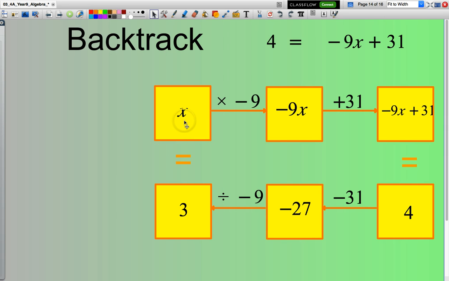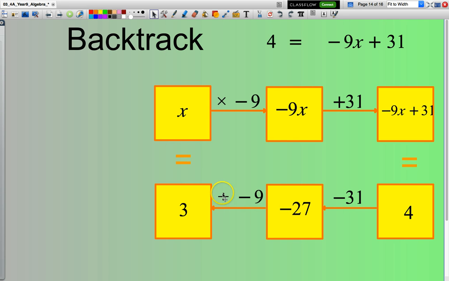So quickly, I start with my x, I multiply that by negative 9, which gives me negative 9x. That's that bit there. I add 31, and that will give me negative 9x plus 31. And I know all of that there equals the 4. Now I just go backwards. 4, now I need to take away 31. The reason I take away 31 is because it's the inverse to adding 31. So 4 take away 31 is negative 27.